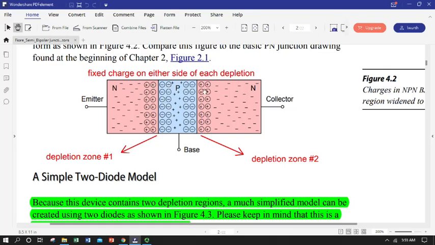And of course, we have the same thing going on between the base and collector junction. So we have two PN junctions, just like we would in a diode, and they're basically mirror images of each other. So two depletion zones, two energy hills, pointed in opposite directions.